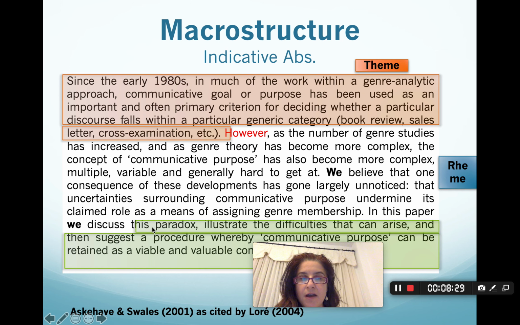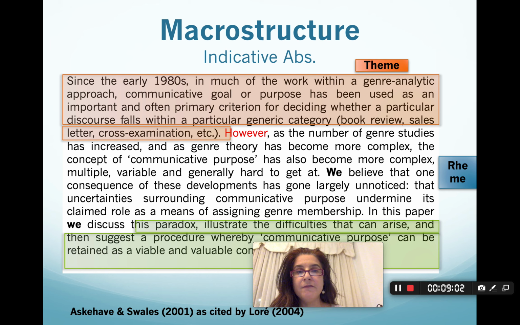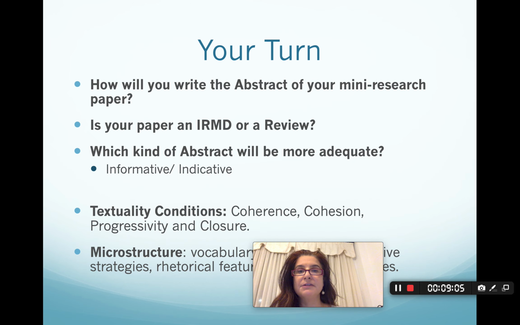And finally, the thesis statement, we say, we discuss this paradox, we illustrate the difficulties that can arise, and then we suggest a procedure. If you see, the closure is outlining the process that is going to be followed to get some results, but we don't have the results yet. We just have an outline of the process. So this is an indicative abstract. We don't have results yet. We only have a summary of what is going to be done in the article. So we have there two examples, one of an informative abstract and another of an indicative abstract.